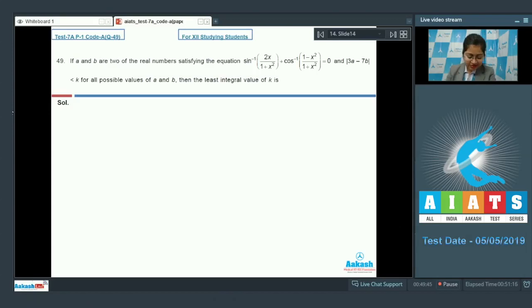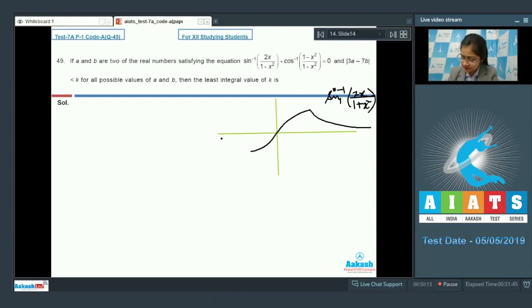The question can be easily solved by making the graph of sin inverse 2x upon 1 plus x square, which is a standard graph. Its graph will be something like this, where this point is (1, 0) and this point is (-1, 0).